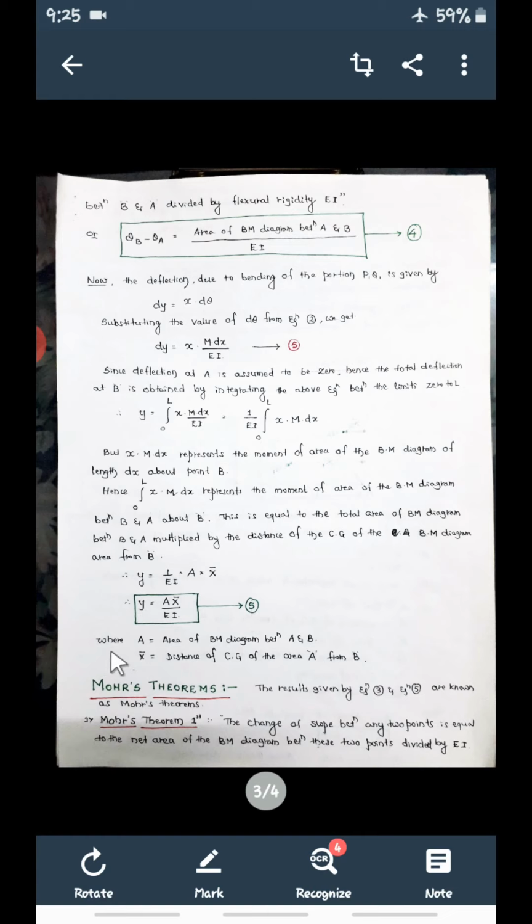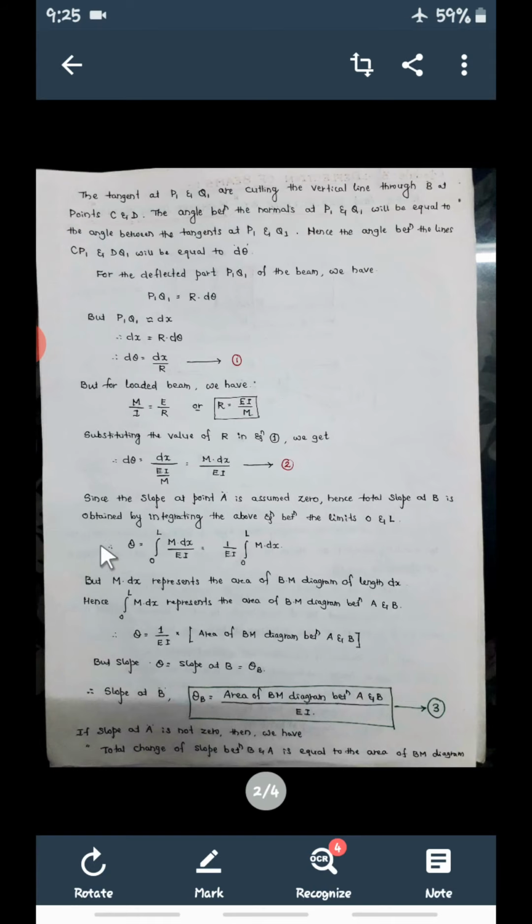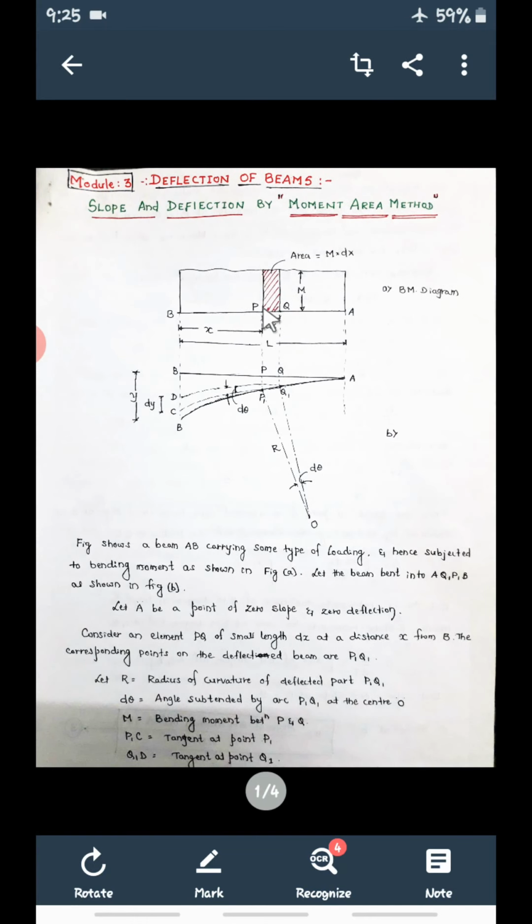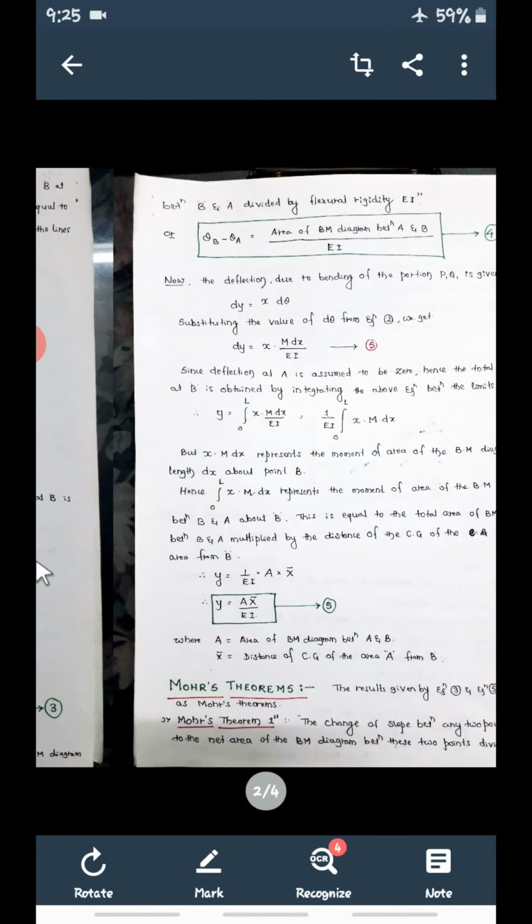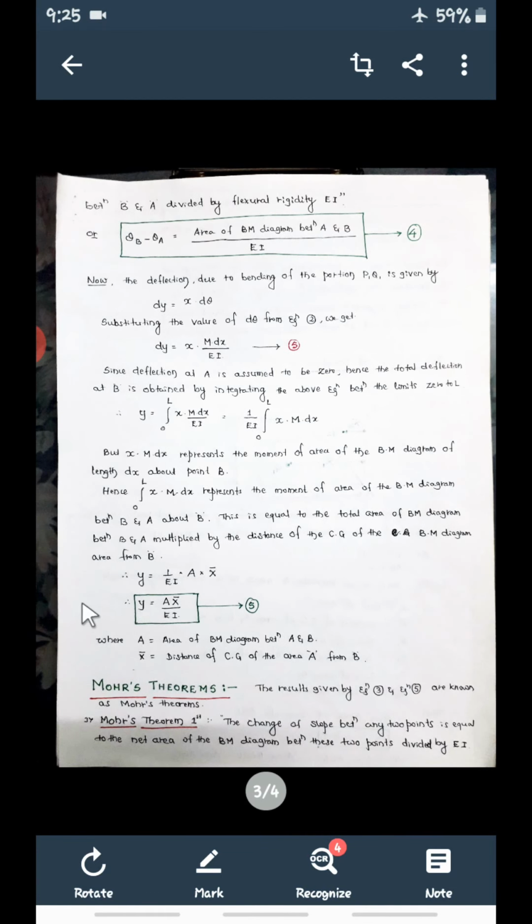So in this equation, what are these terms? A is the area of the bending moment diagram between A and B. And x bar is the distance of the CG of the area A from B. So from B, see here, x and x bar are the same. This is the area of the bending moment diagram and this will be the x bar, from here to the center of this area. X and x bar are the same. Now just observe this equation number 6.